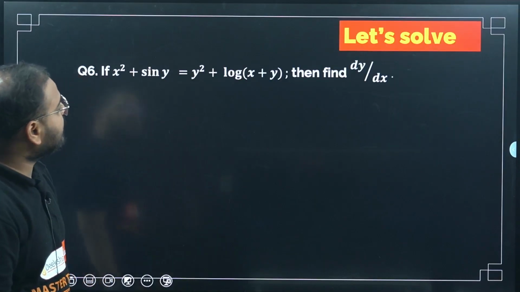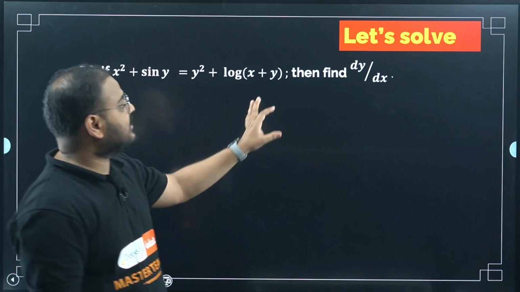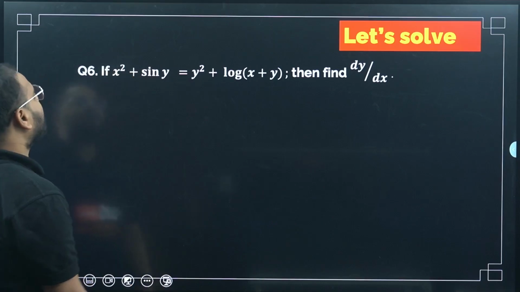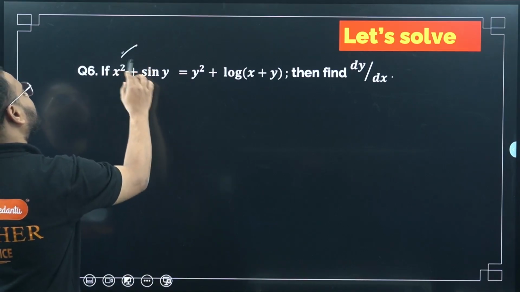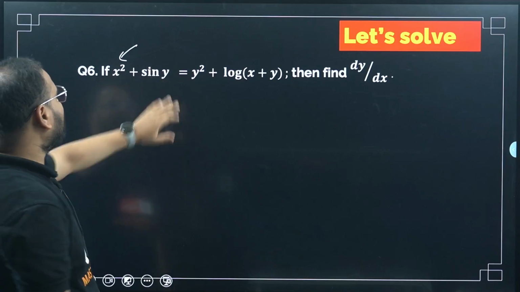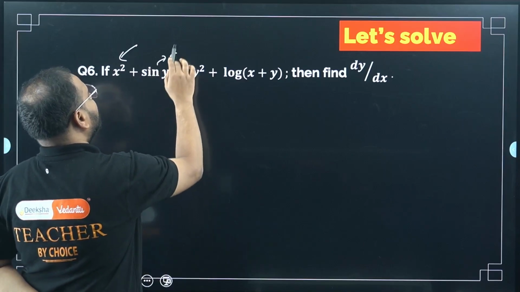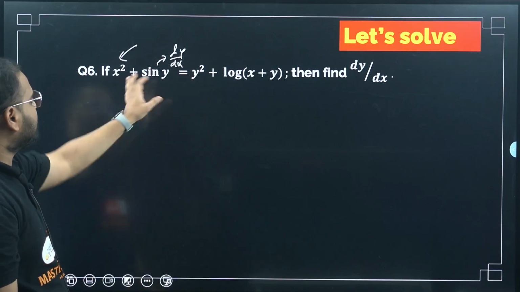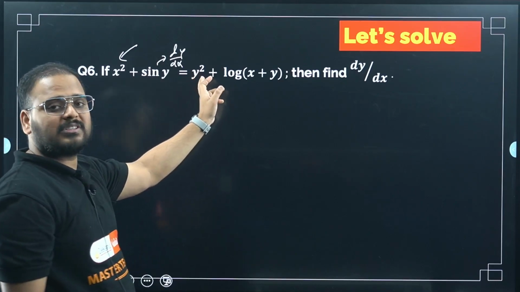x squared plus sin y equals y squared plus log of (x plus y), then find dy/dx. Similar question. I'll differentiate x squared, then sin y. No problem on the LHS. I'll have only this multiplied with dy/dx, because y is a function of x, so I have to multiply with the chain rule. Over here again I have to do it for dy/dx.